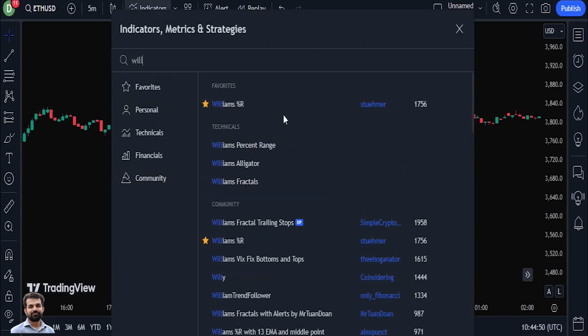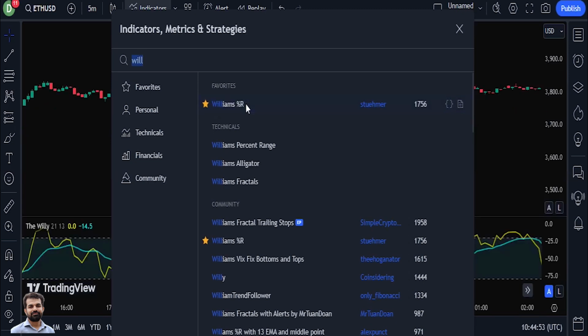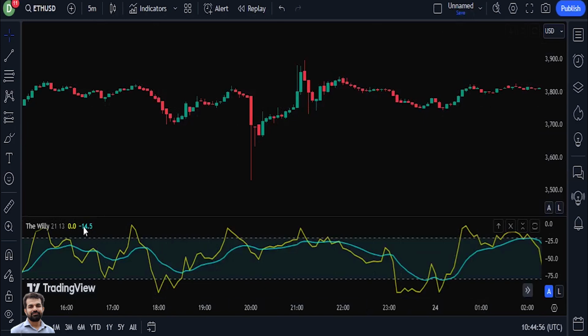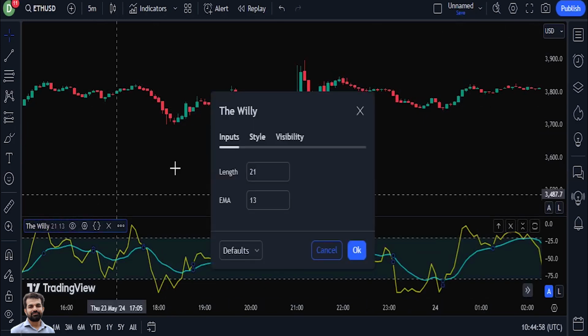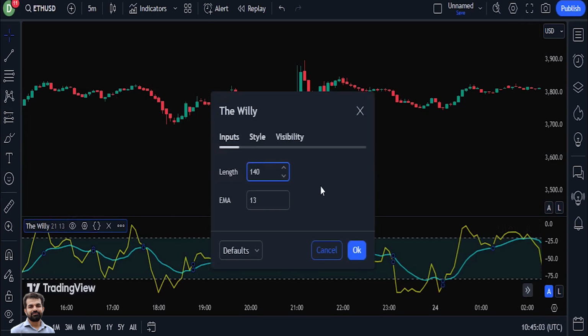I recommend starting with an oscillator. I prefer the less commonly used Williams Percentage R oscillator. So go to indicators and type Williams Percentage R and select it. Now go to the settings and we need to adjust its settings.